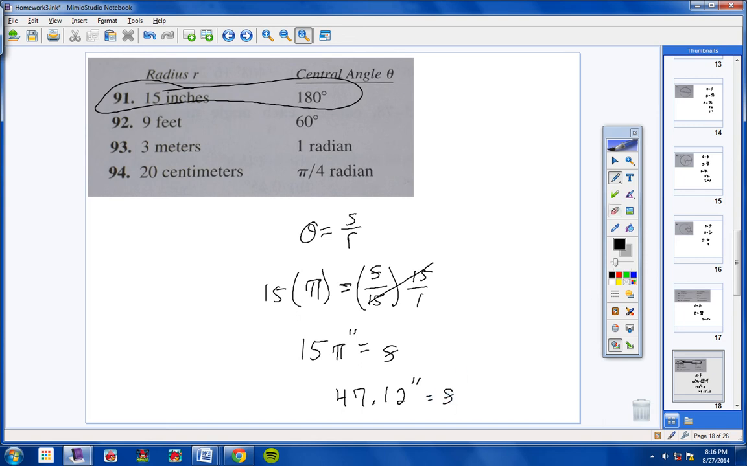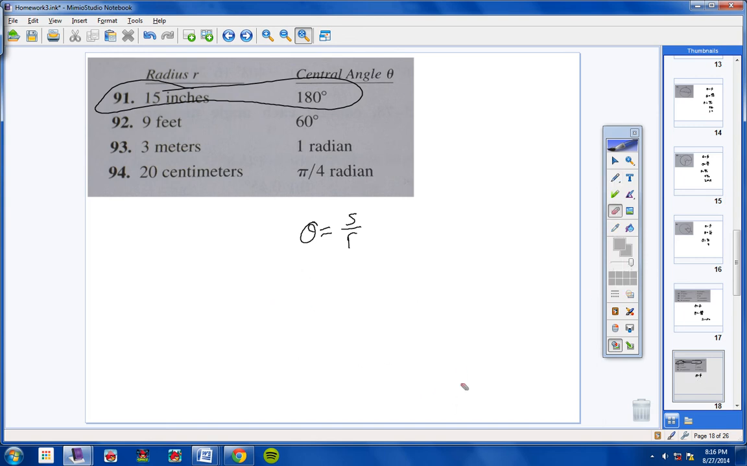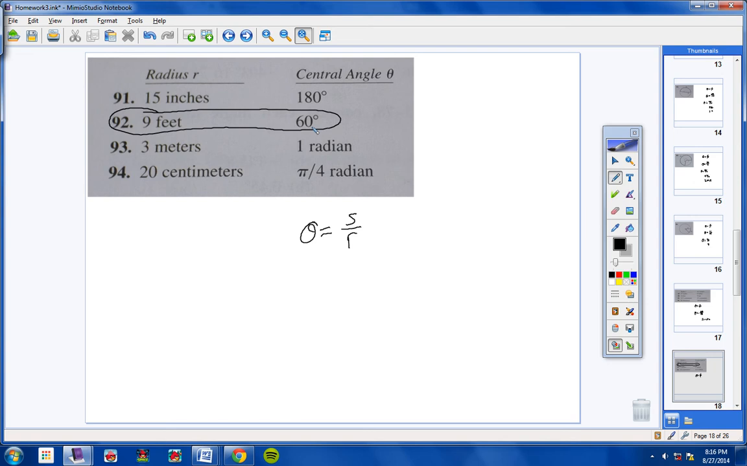Let's try another one real quick, number 92. We're dealing with a radius of 9 feet and a central angle of 60. When we put 60 in for theta, don't forget theta has to be in radians. Remember, it would be 60 over 1 times pi over 180, and if you cancel correctly, you'll get pi over 3. So 60 degrees is the same thing as pi over 3.